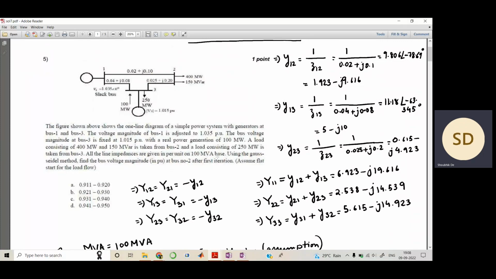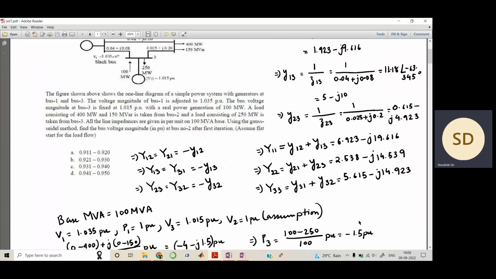If you look at the question, they have told us to determine the bus voltage at bus number 2 after the first iteration. So you need not calculate Y11 and Y33. Anyway, you may need all of this information for later problems that are coming up.